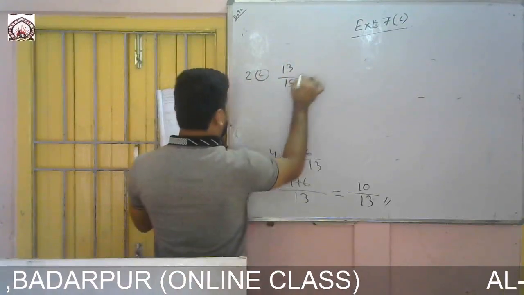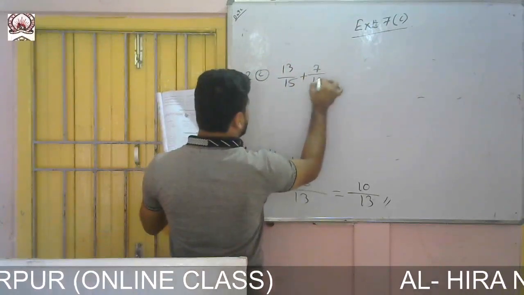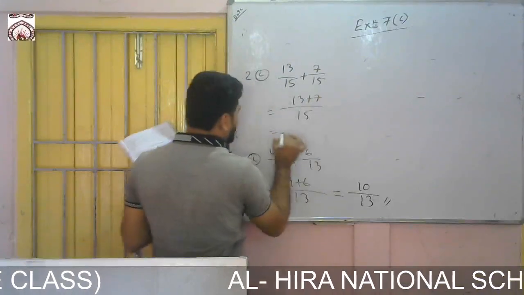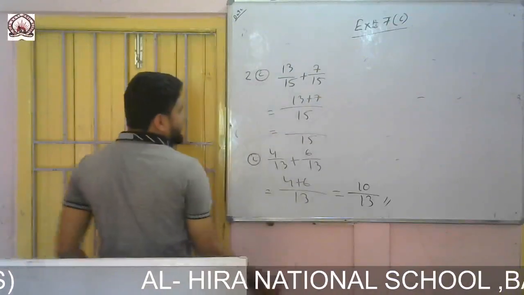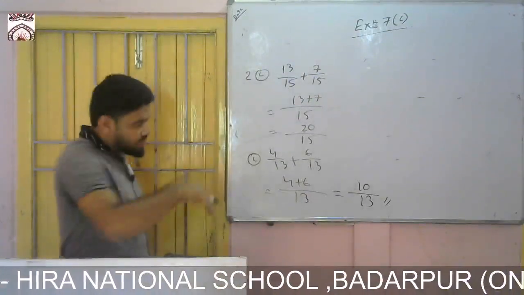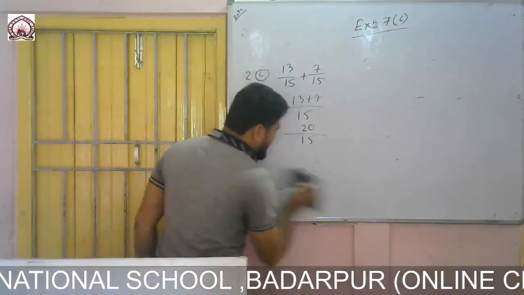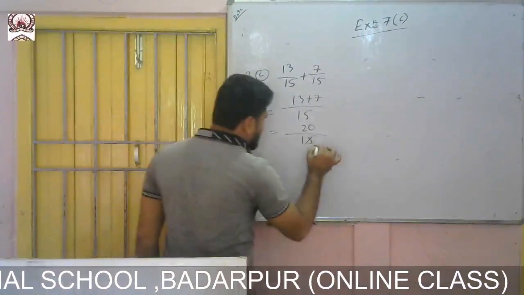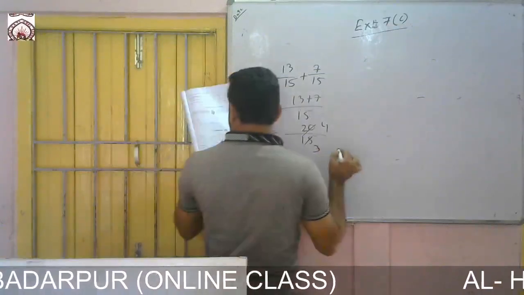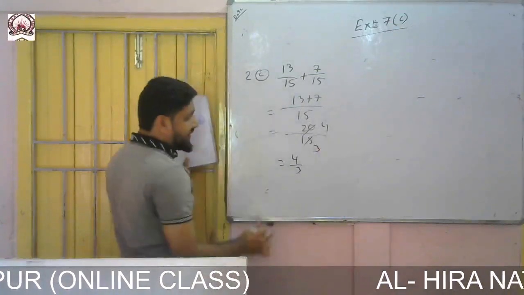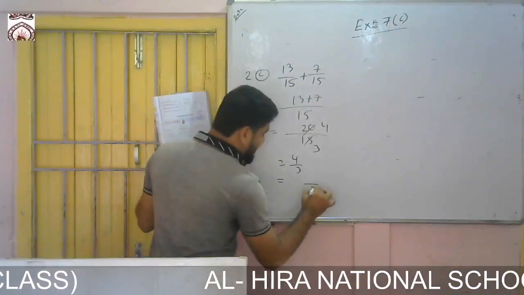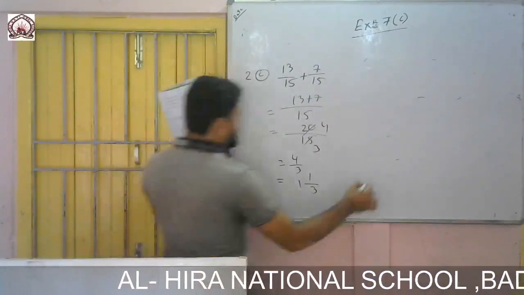13 by 15 plus 7 by 15. So 13 plus 7 directly, it will take less time. 13 plus 7 is 20. Now we can further divide by 5. 5 3s are 15, 5 4s are 20. So 4 by 3. 4 by 3 is an improper fraction, so take it into a mixed fraction. It will be 3 1s are 3 and 1, so 1 and 1 by 3.